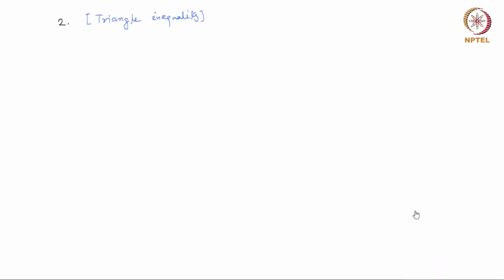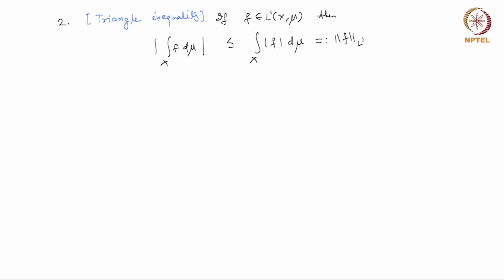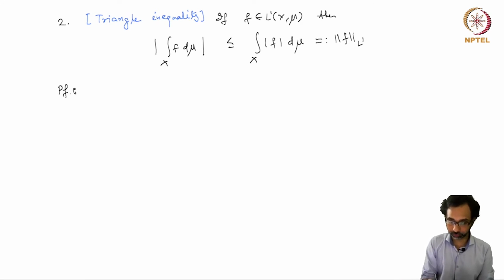Now let's look at another important inequality called the triangle inequality, and it says that if f is an L1 function, then the modulus of the integral of f is less than or equal to the integral of the modulus, which is nothing but the L1 norm. So the L1 norm bounds the modulus of the complex valued integral of f. So let's see a proof.